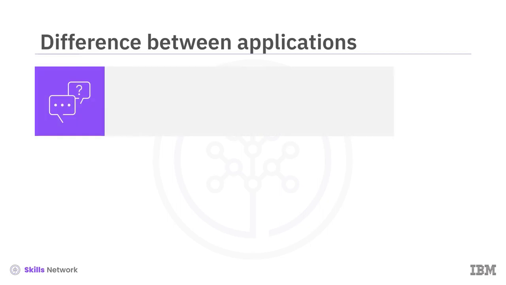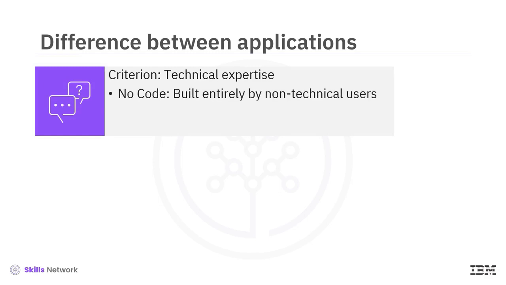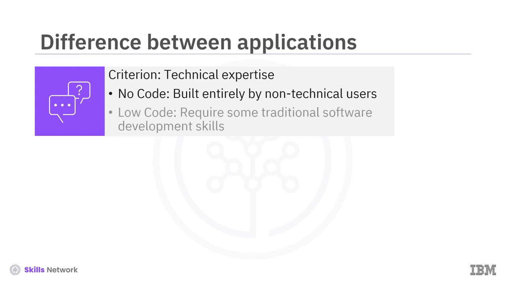The main difference between low-code and no-code applications lies in the level of technical expertise required to create them. No-code applications can be built entirely by non-technical users without programming knowledge or experience. On the other hand, low-code applications still require some level of traditional software development skills, so developers or IT professionals typically create them.